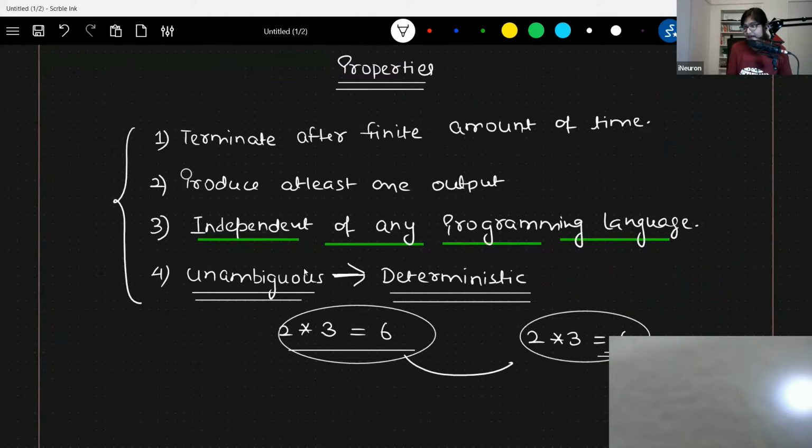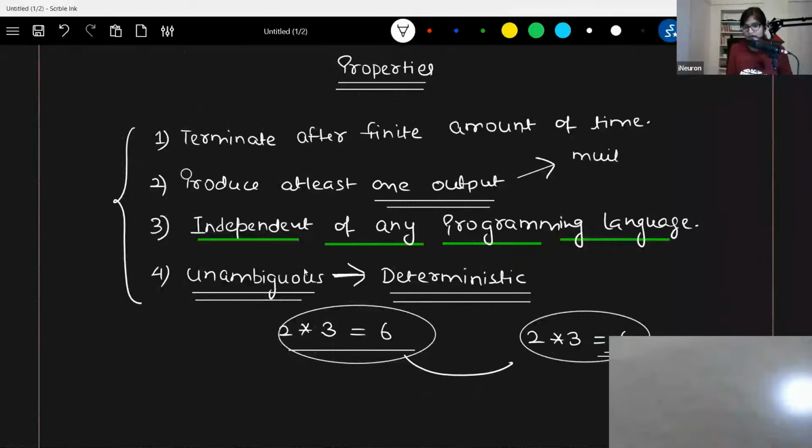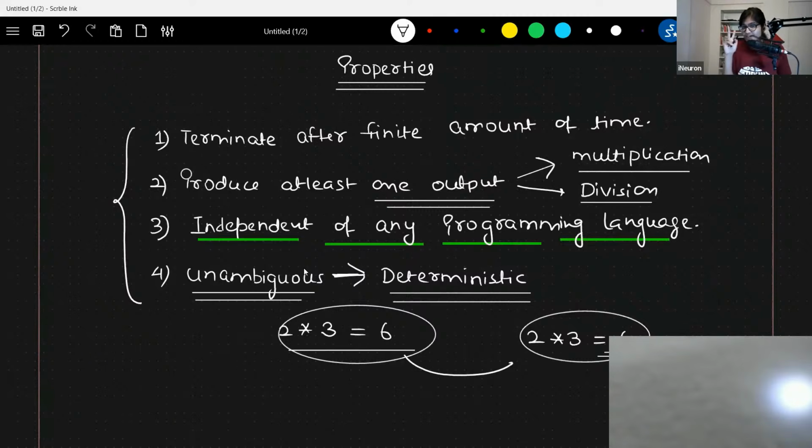Right? Point 2 says that your code should produce at least one output. For example, your need today is just to multiply 2 numbers, which is 2 into 3. So it will exactly give you one answer, right? Suppose your need is, for example, one is the multiplication of a number, and another one is the division of 2 numbers. At that point of time, it will return 2 things.